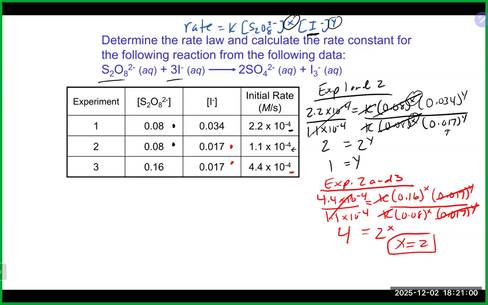So that means the order with respect to our first reactant here is going to be second order. That means our completed rate law looks something like the rate is equal to k [S2O8 2-] squared and [I-] to the first. That means the overall order in this case is second order plus first order. It gives us a third order reaction that's happening. Any questions on that there?